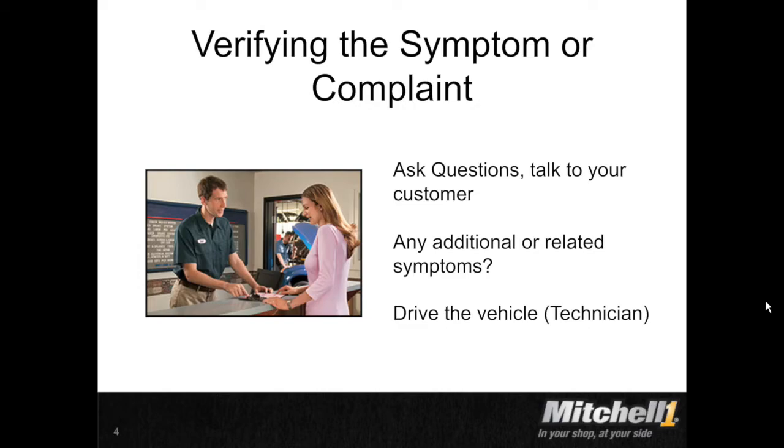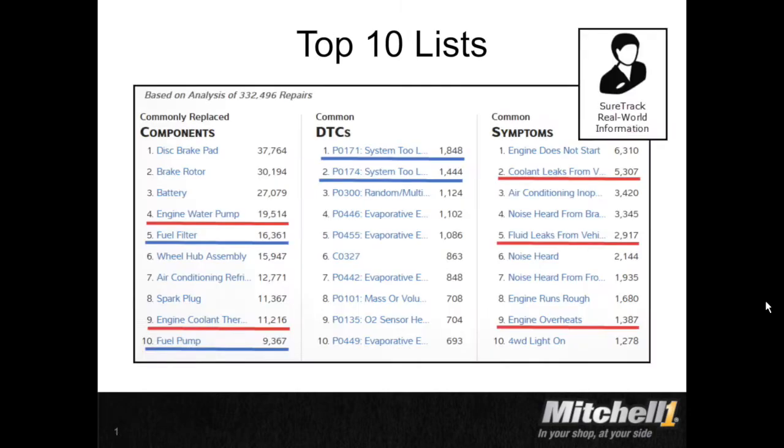Additionally, we want to be able to replicate the problem. The technician has to recreate the problem, and this is where your service writer and technician can work together as a team. Sometimes that can be done in the bay, but often it means driving the vehicle to recreate that customer complaint and to figure out if there's anything additional that's wrong with the vehicle. So within the scope of this first step, verifying the vehicle symptom or complaint, we're going to be interested in identifying any other problems the vehicle might have, and this takes us to our first piece of real-world information.